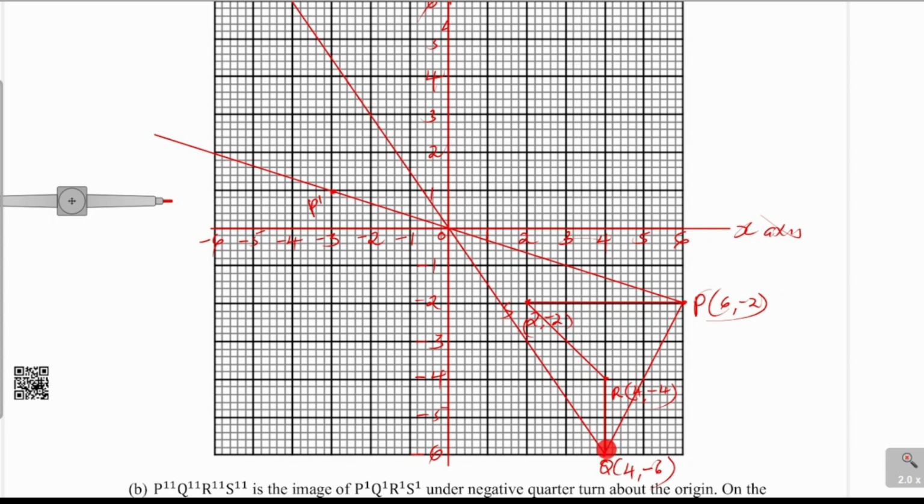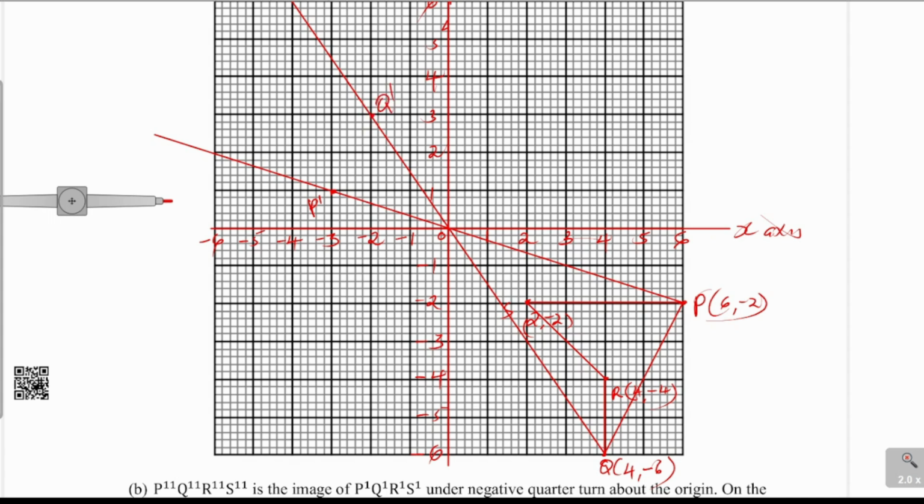So from Q on Q again, 1 square, 2, 3, 4, 5, 6. So from the origin you count 3. 1, 2. I'm sorry, this is from here. 1. You're counting from 0. That is 1, 2, and 3. So this is where you're going to have Q1. So Q1 will be there.